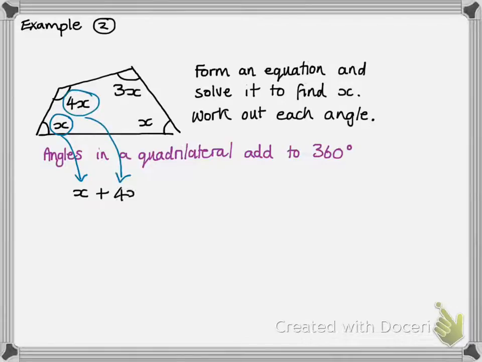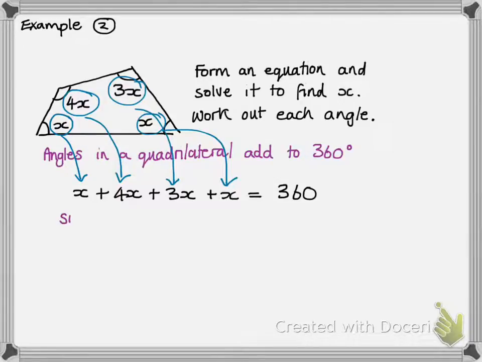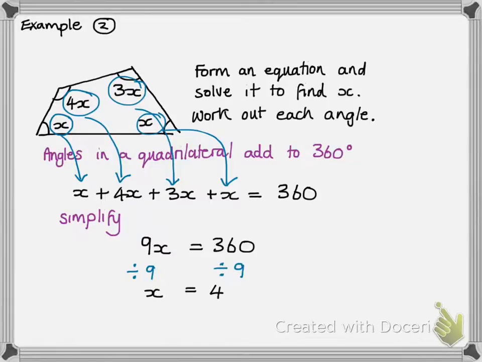We take each of the angles, add them together, put an equals sign in, and make the answer 360. There's our equation. Next step, simplify the left-hand side by adding together all of the x's. We get 9x is equal to 360. This is now looking like an easy equation to solve. We just divide by 9. We find that x is 40 degrees.